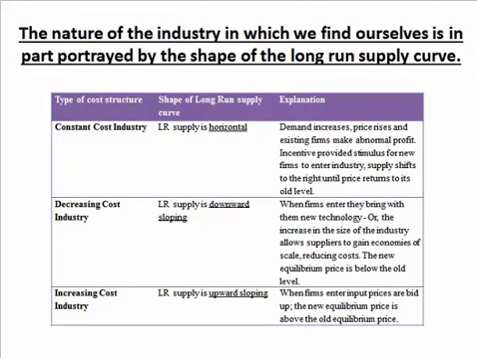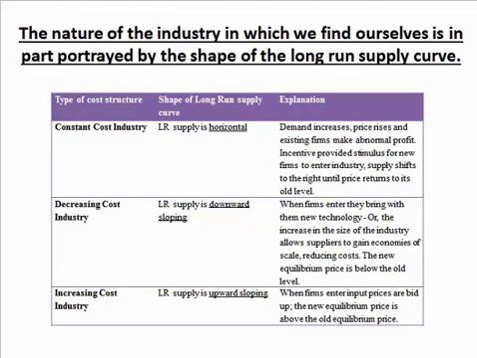A decrease in cost industry: the long-run supply is downward sloping. When firms enter, they bring with them new technology, or the increase in the size of the industry allows suppliers to gain economies of scale, reducing costs. The new equilibrium price is below the old level.